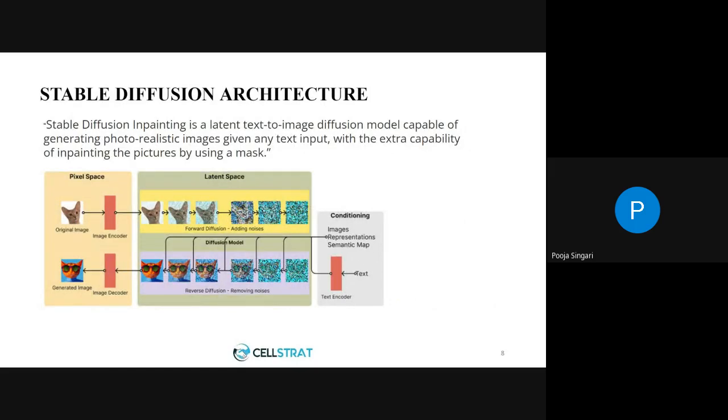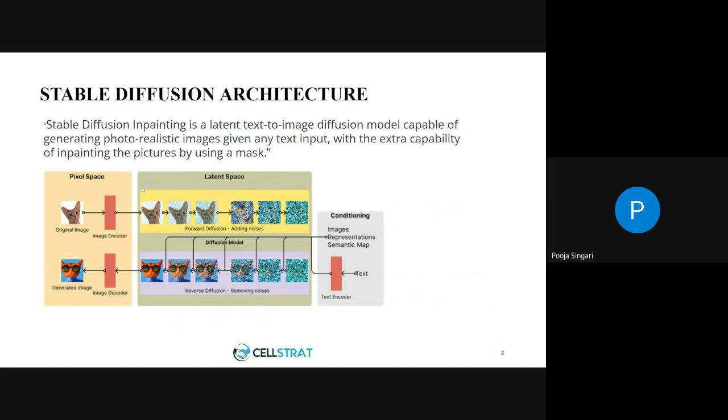Now I'd like to talk about the second model, which is the Stable Diffusion architecture. In our use case, we're using a version of Stable Diffusion known as the Stable Diffusion Inpainting model. Stable Diffusion Inpainting is a latent text-to-image diffusion model, which is capable of generating photorealistic images given any text input, with the extra capability of inpainting pictures by using a mask. I'd like to explain a few key points here as well: the pixel space, latent space, forward diffusion, reverse diffusion, as well as conditioning.